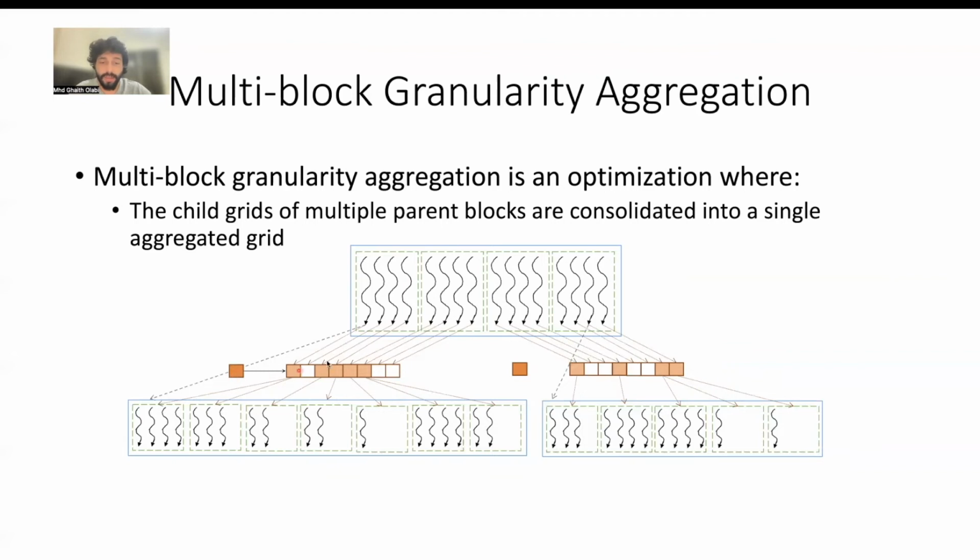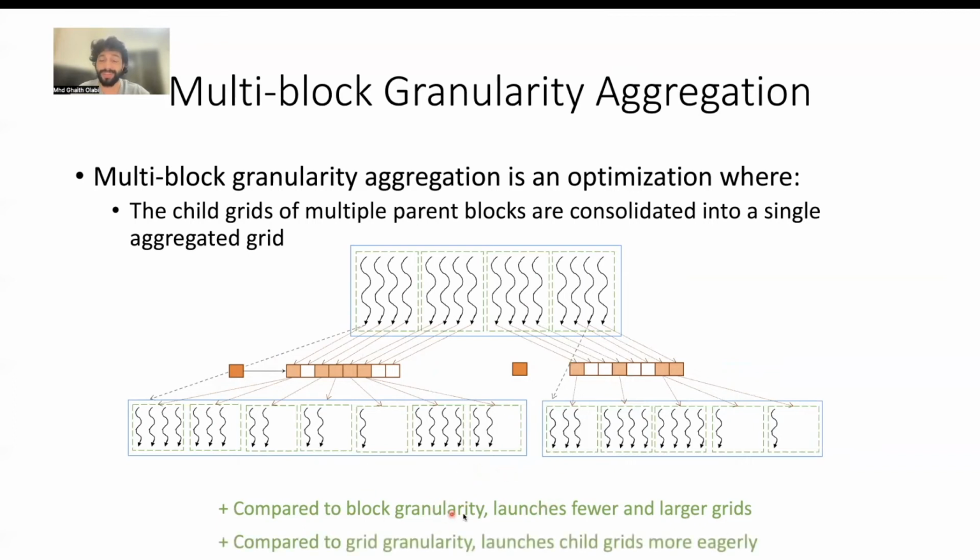In this case, they aggregate their work, and one of the threads executes the work. When we compare this granularity to block granularity, it launches fewer and larger grids. When we compare it to grid granularity, it launches the child grids more eagerly, because in the case of grid granularity, it has to wait for all the thread blocks to consolidate their work and then does the launch. However, with multi-block granularity, it launches more eagerly as soon as the multi-block finishes consolidating their work.